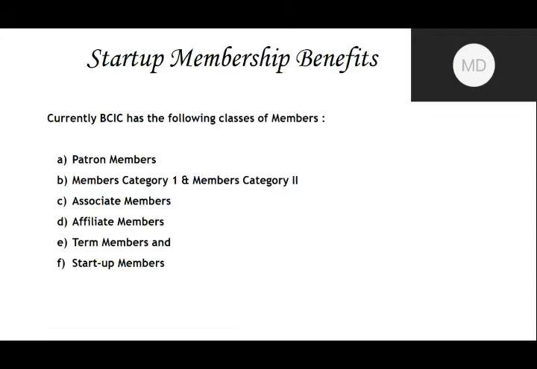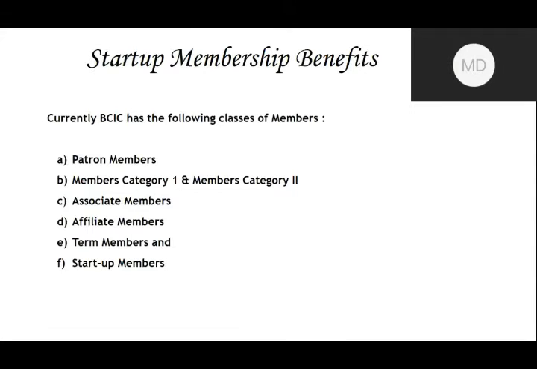Before I move on to the startup membership benefits, a little rewind on what BCIC stands for. BCIC essentially offers a platform for businesses to come together and discuss their challenges and opportunities and form approaches to solve them together, in conjunction with bureaucracy, the ministries, sometimes engaging with foreign consulates to exploit international opportunities, etc.